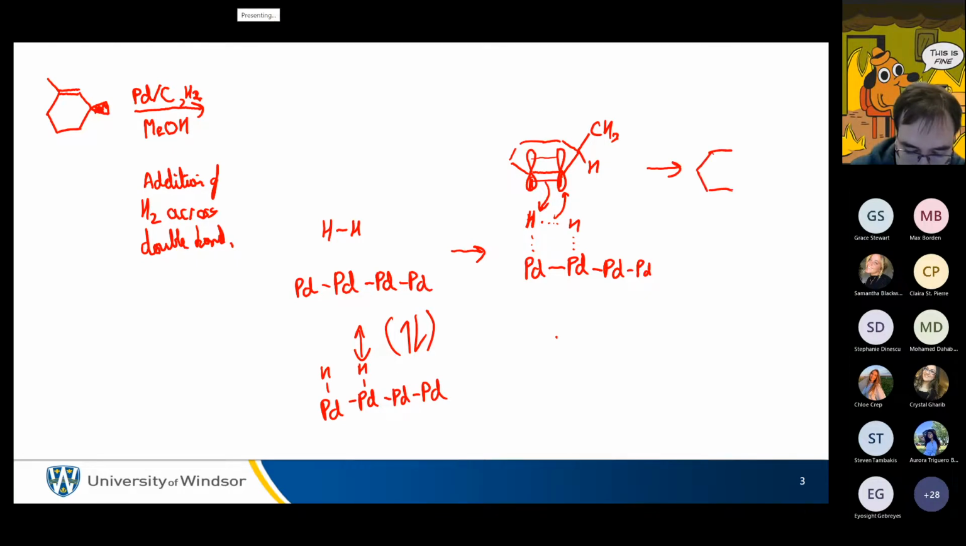And this thing goes. The new hydrogens will be on the bottom. This, I think, is where it messes people up.